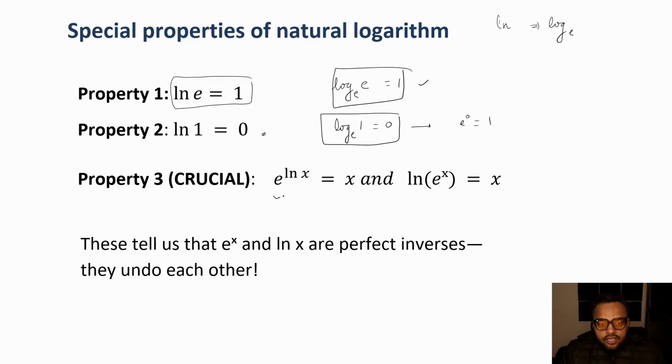The crucial properties are e raised to the power ln x equals x, and ln e raised to the power x equals x. Yeah, these are the crucial properties. See, student, I'll write it here. e raised to the power log x: it means e raised to the power log of x base e is equal to x. Okay, this is one of the properties. Similarly, log of e raised to the power x, and the base is again e, so it will be equal to x.